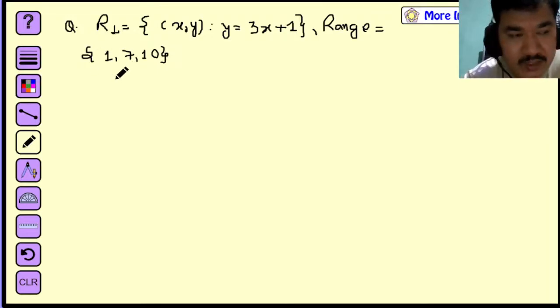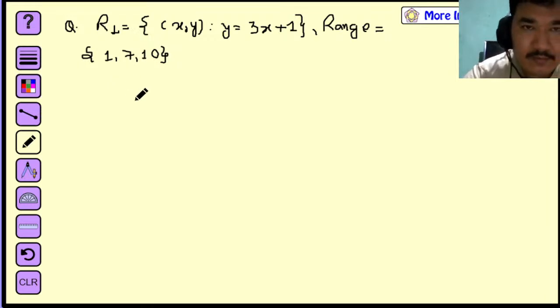As we know, while explaining domain and range, I told you that range is y. This is the domain, this is the range. That's why range is y. In this question, first of all, what is given?